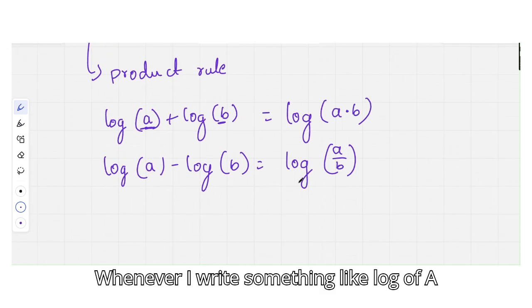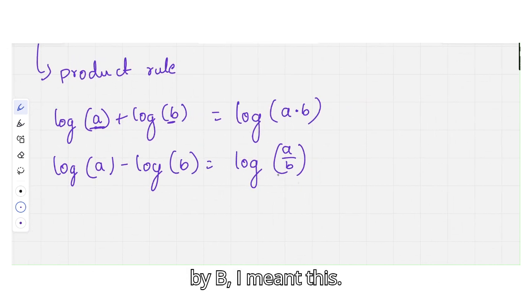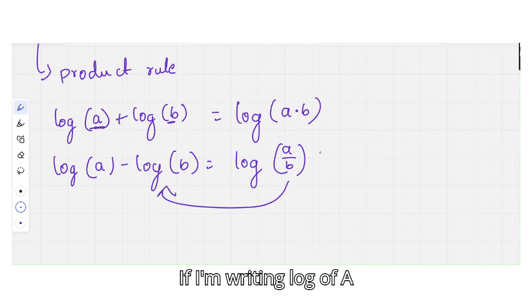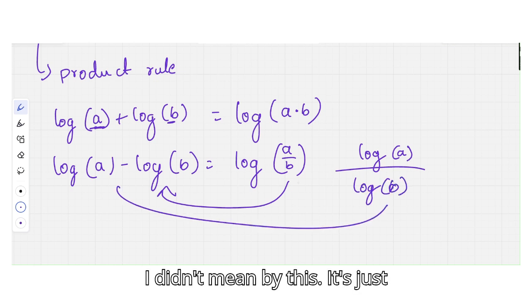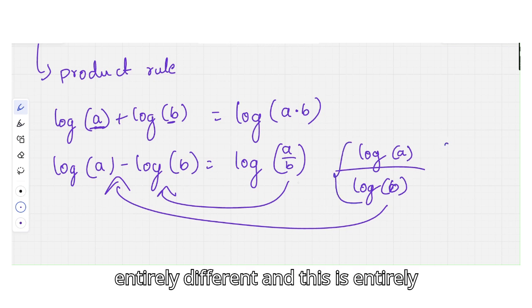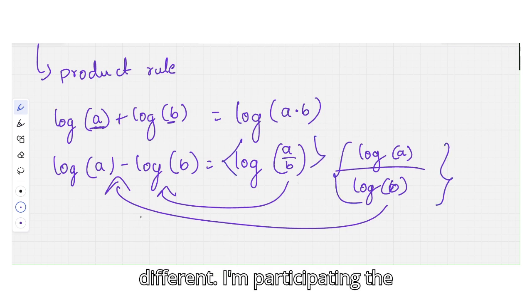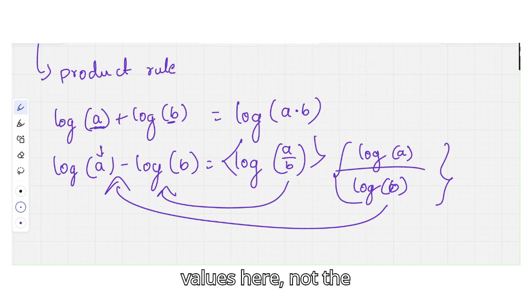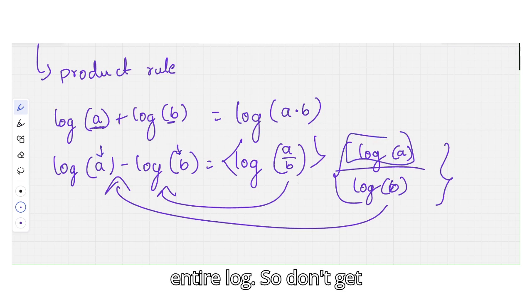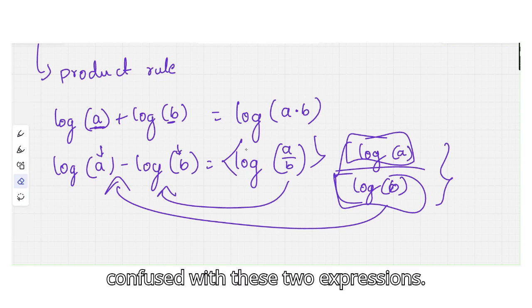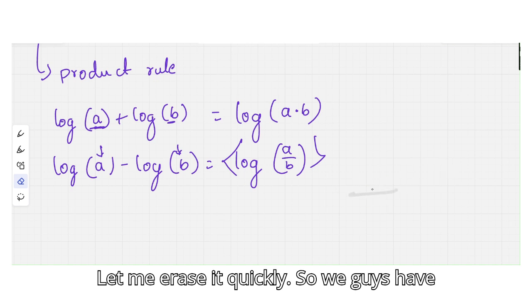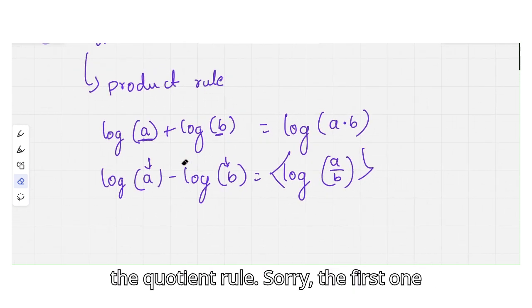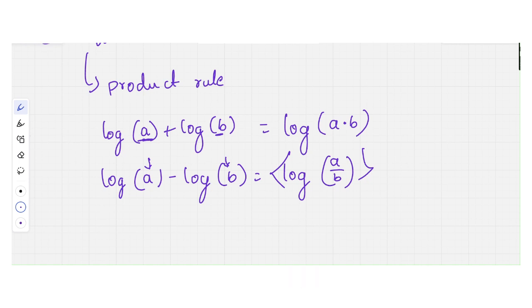Whenever I write something like log of A by B, I mean the log of the quotient. If I'm writing log of A divided by log of B, I don't mean this. This is entirely different. I'm dividing the values here, not the entire logs. So don't get confused with these two expressions. Let me erase it quickly. So the first one is the product rule, the second one is the quotient rule.